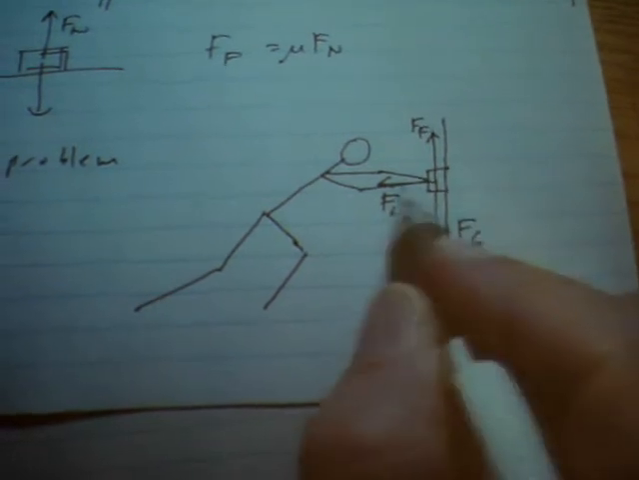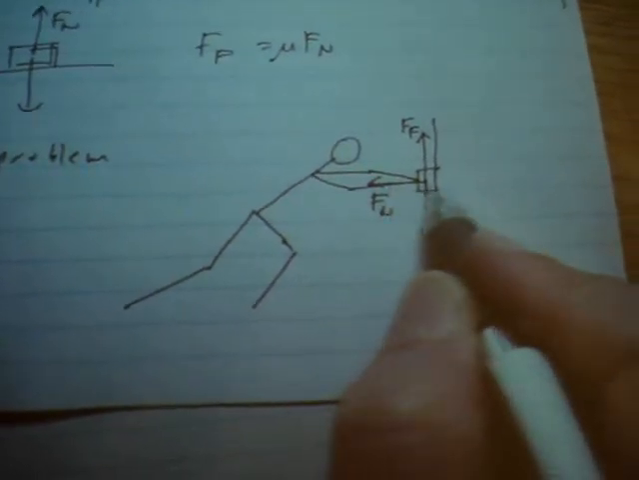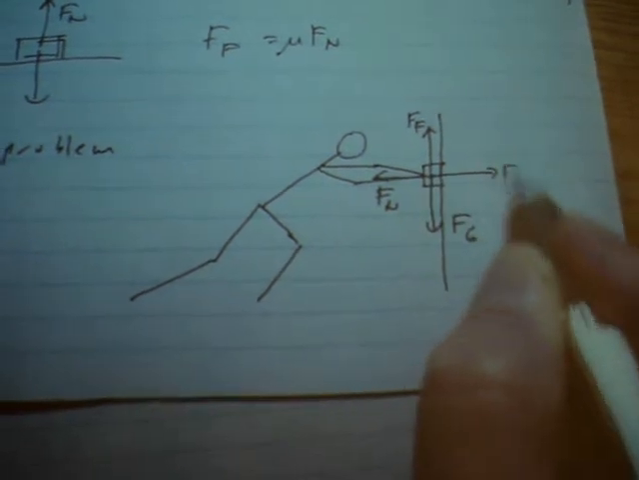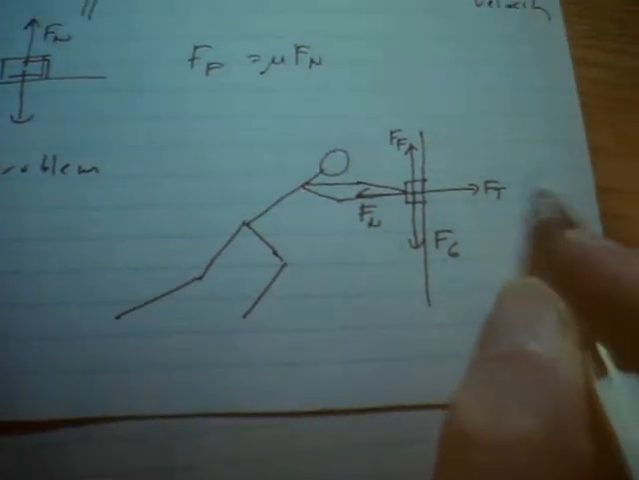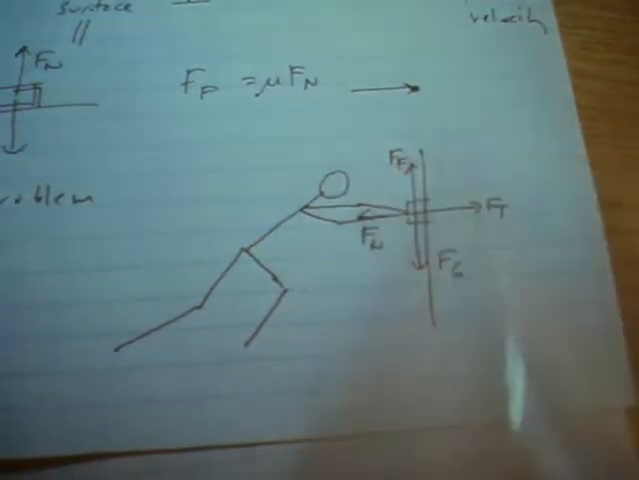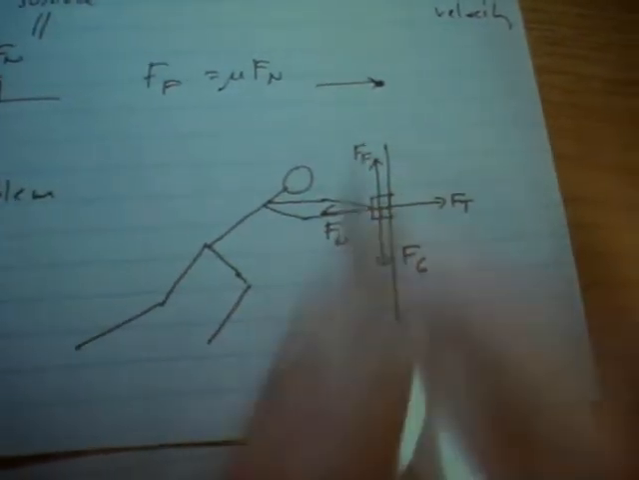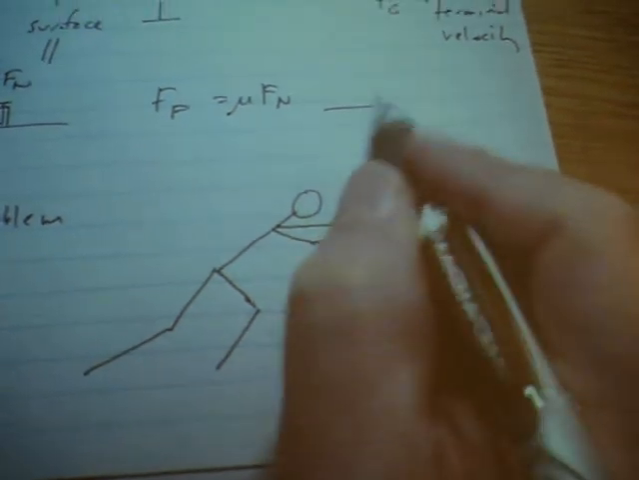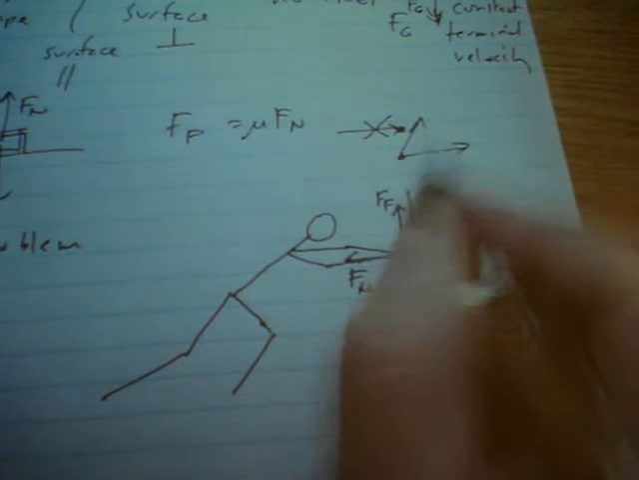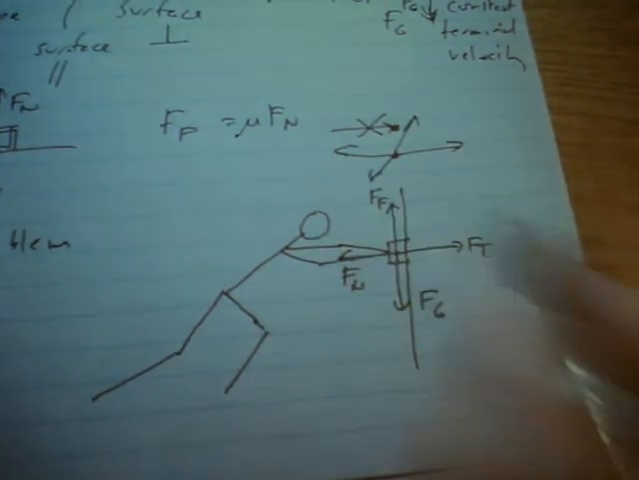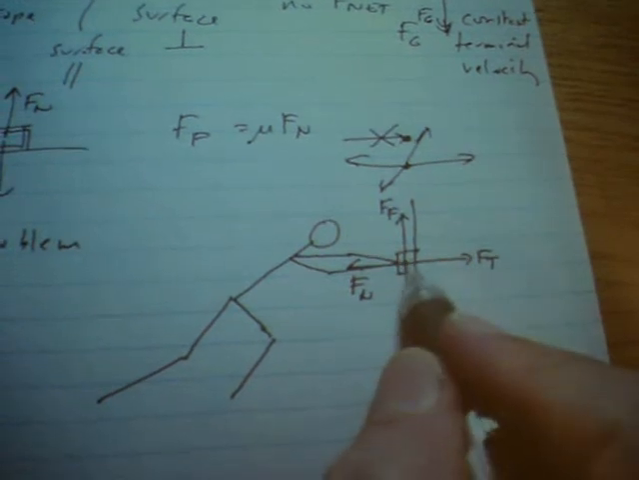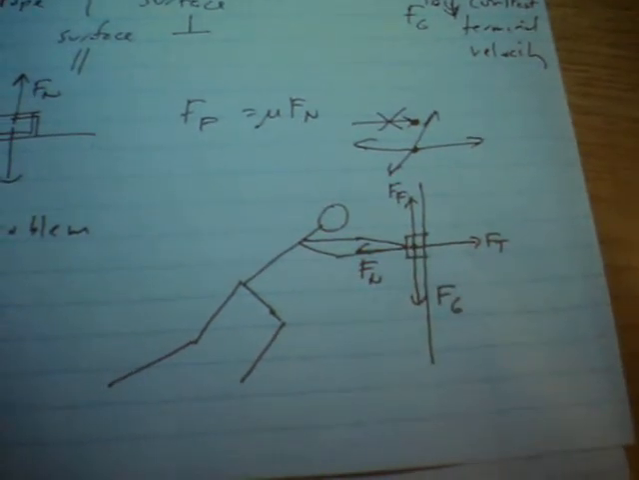And then the only other thing we got is we're going to pretend he's pulling and make this a tension, even though he's pushing. You never do a free body diagram where you have an arrow going into the object. Arrows always go away. All the arrows go away from the object.